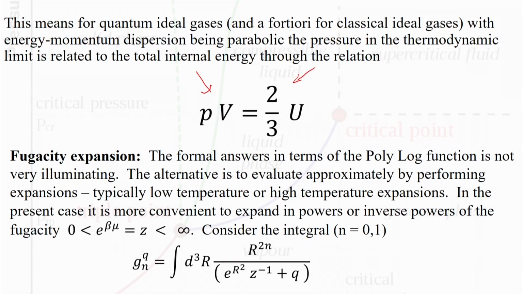One such approximation in this context is what is known as the Fugacity expansion, where, if you recall, Fugacity is defined as e raised to beta times chemical potential. Given that beta and mu are real and beta is positive, this means that z, which is the Fugacity, can never be negative; it is always real and positive.